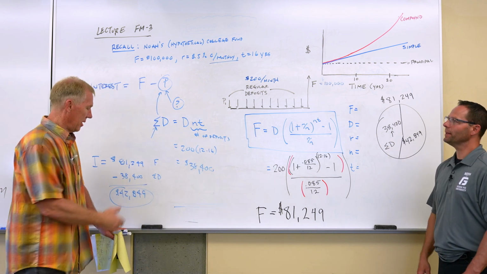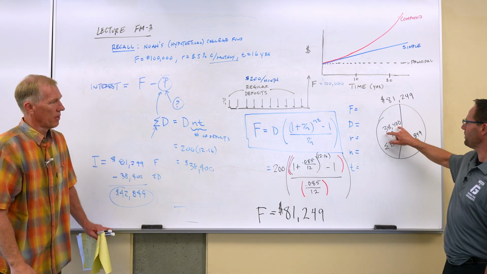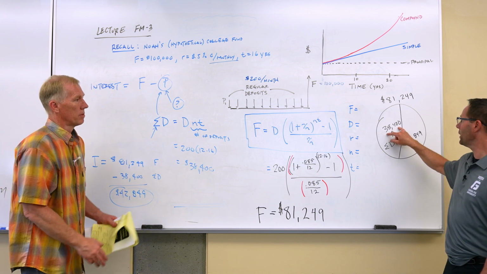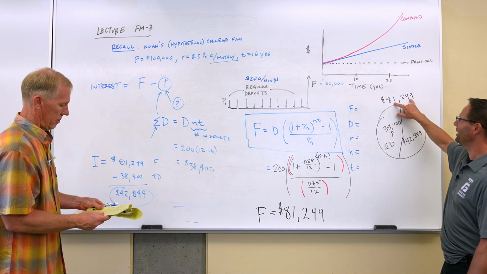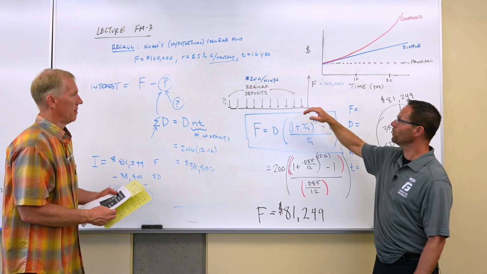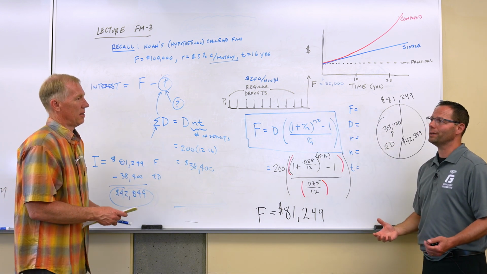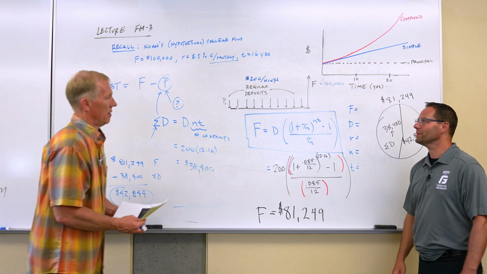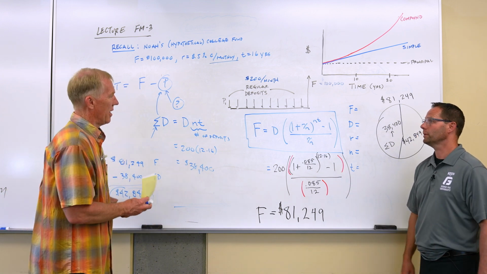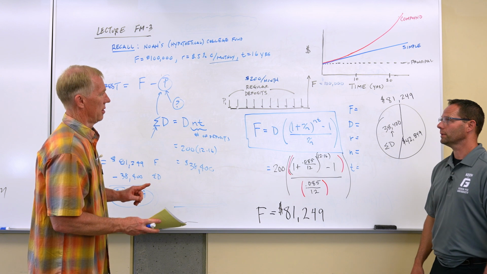And again, it's not as good of a deal because I ended up having to spend $38,400 to get up to $81,000 rather than spending $26,000 and going up to $100,000. So it doesn't seem like quite as good a deal, but I also didn't have to come up with $26,000 up front. And is it compound interest or simple interest?